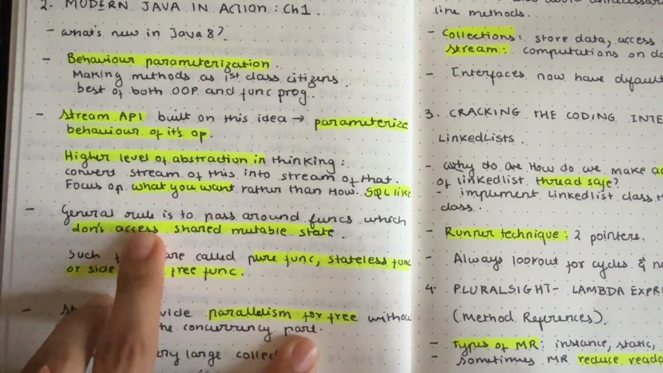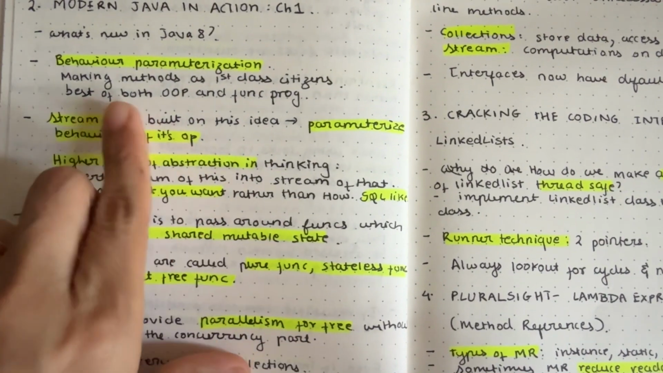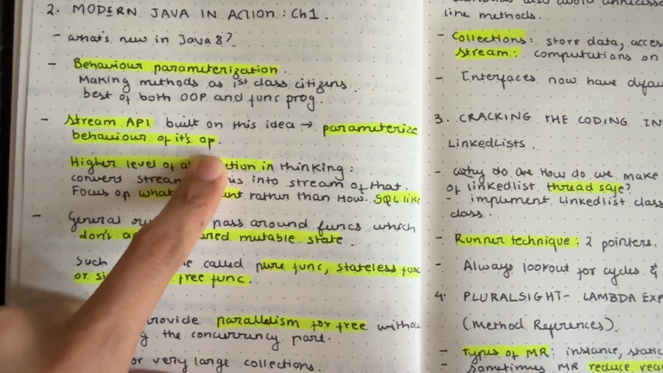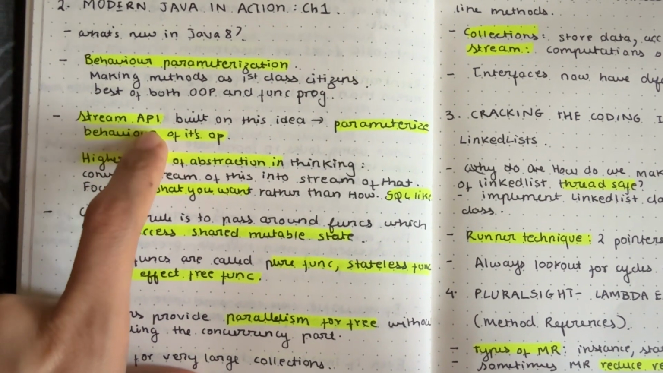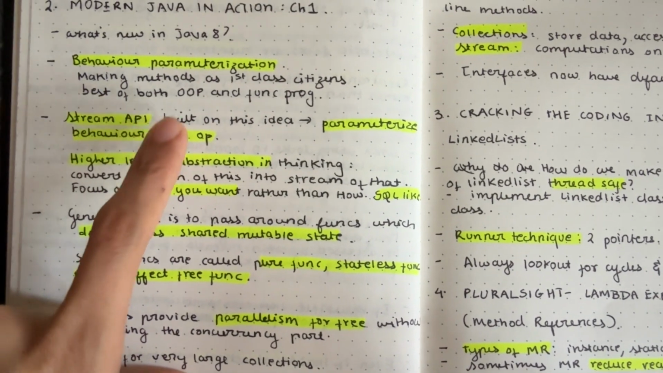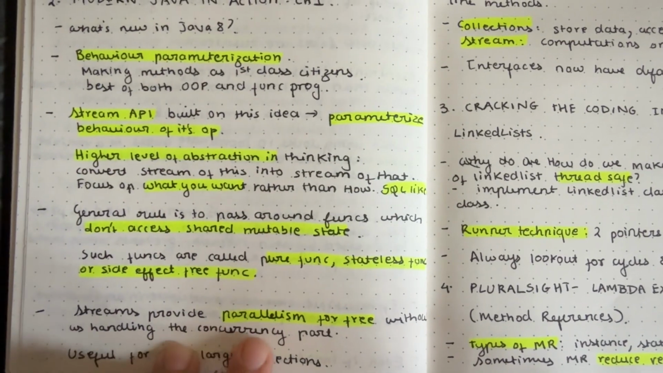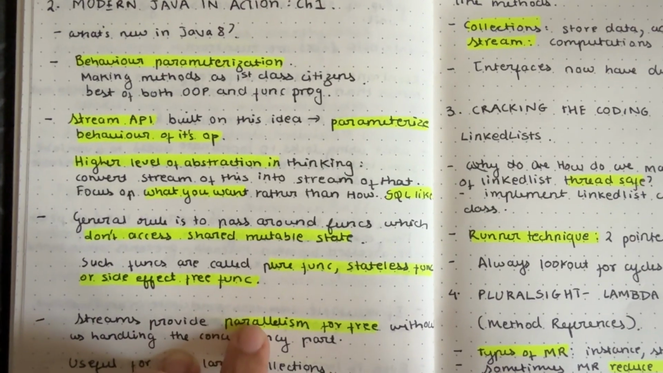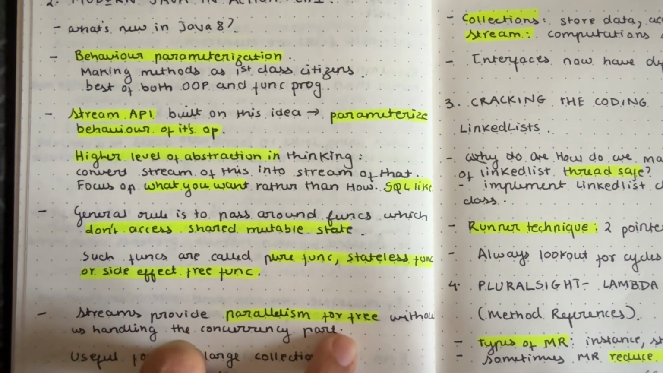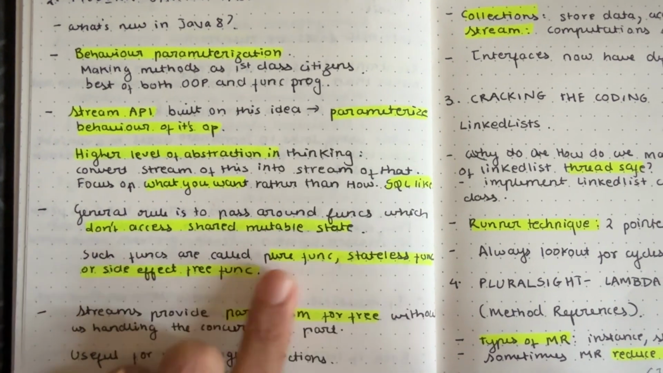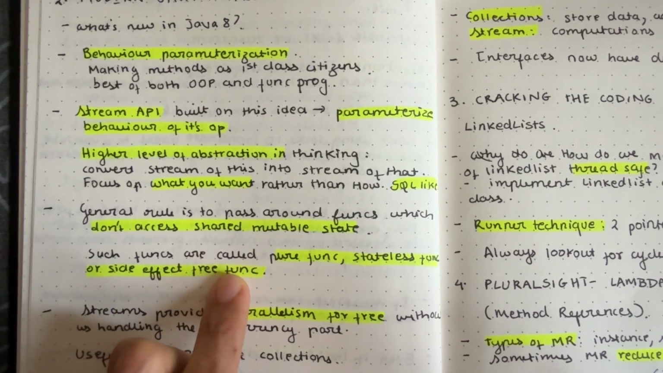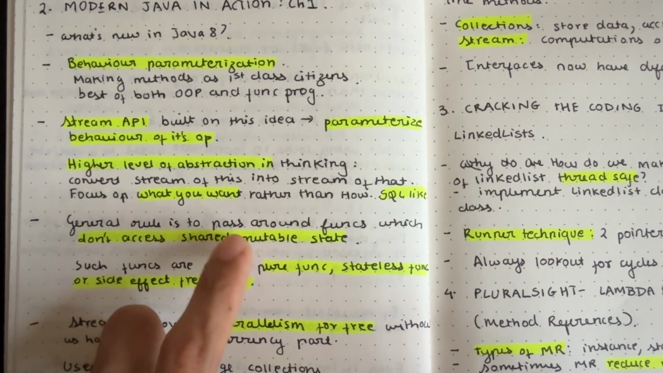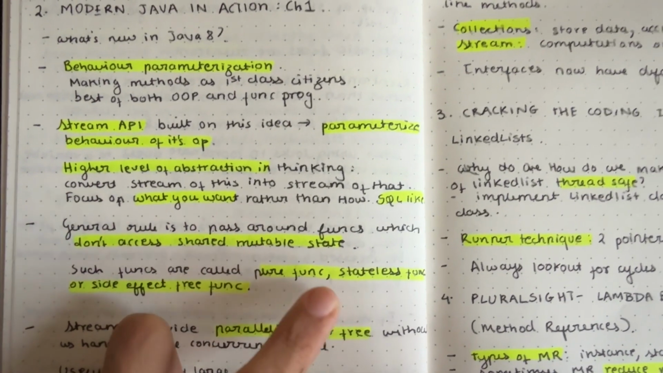So why is this a general rule? That is because Stream API is built on this idea, parameterized behavior of its operation. So when using a stream, we always pass behavior as a parameter to it. And Stream was introduced to provide parallel behavior for free in Java. So for parallel behavior to be successful, the functions need to be stateless functions or pure functions or side effect free functions. So that is why it is a general rule that when passing functions here and there over Java, they need to be stateless.